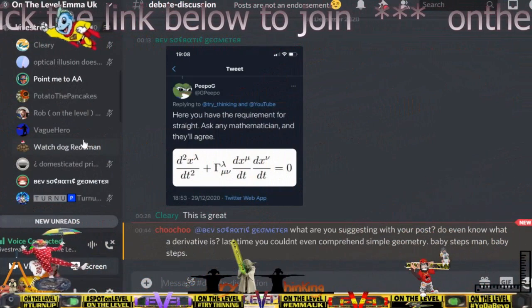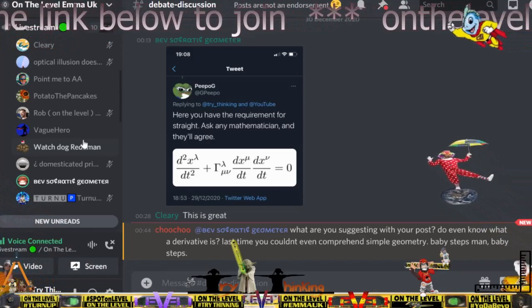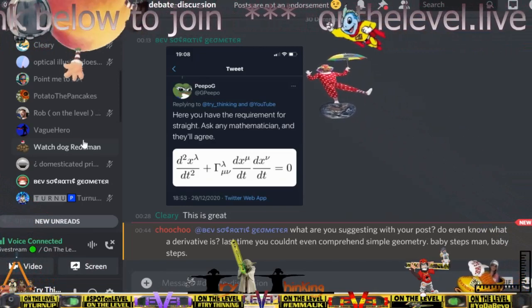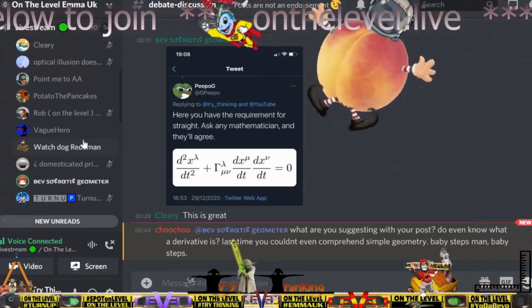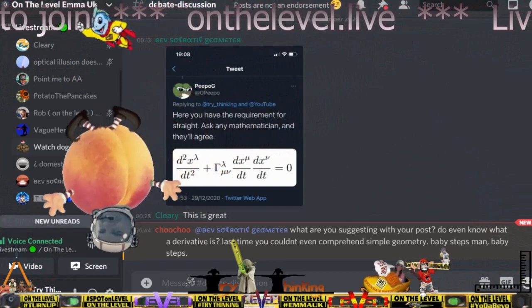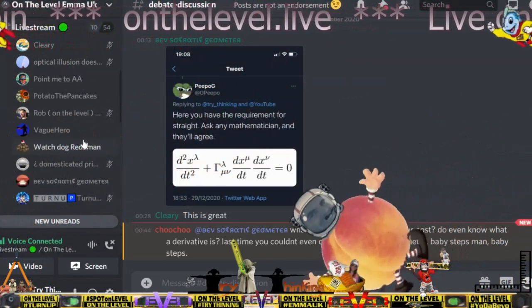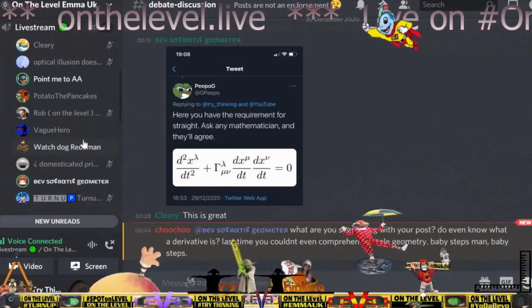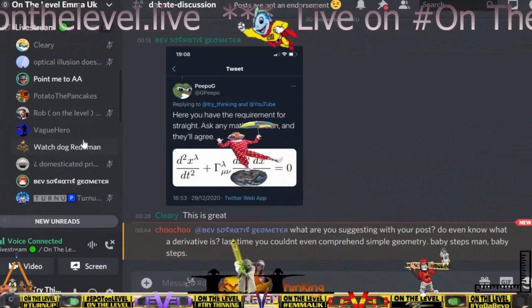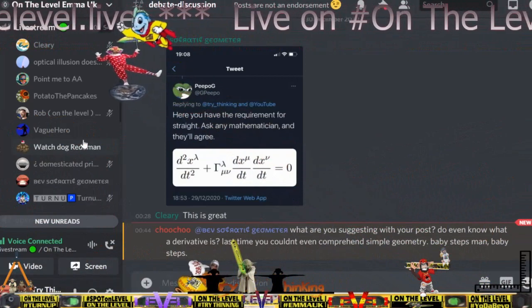Well, I don't want to correct you or anything, but you do realise that a chord is a straight line. A chord is a straight line. A chord is a straight line on the surface of a sphere. No, a chord is a straight line.